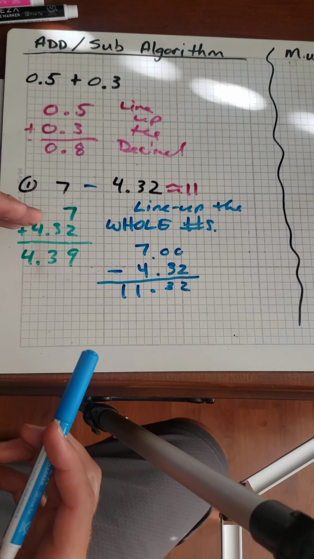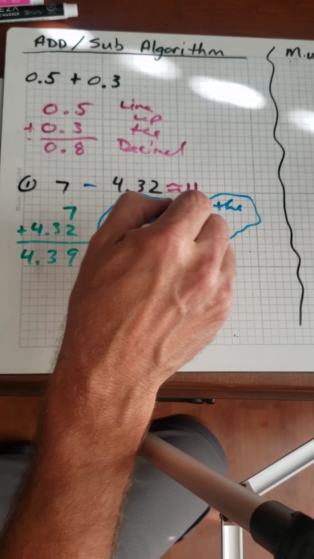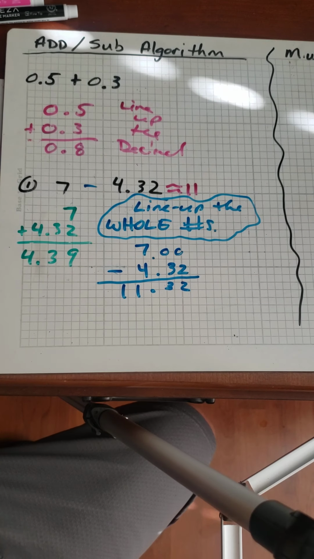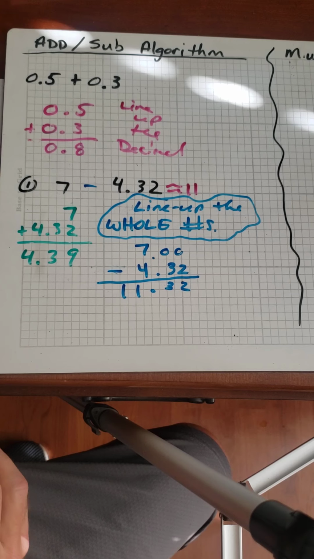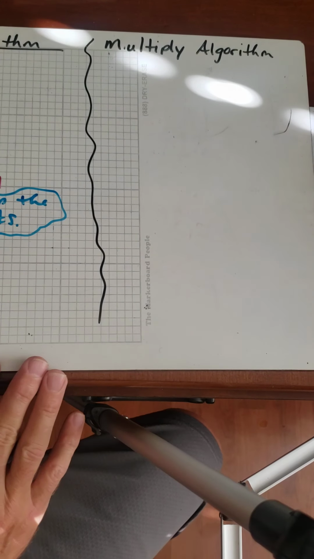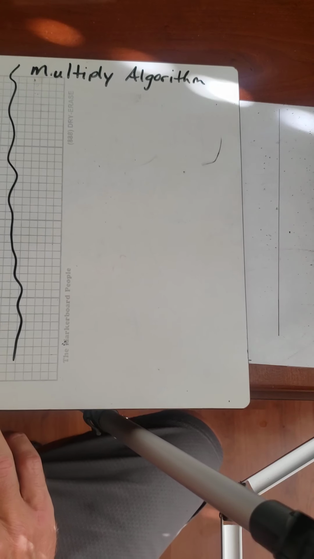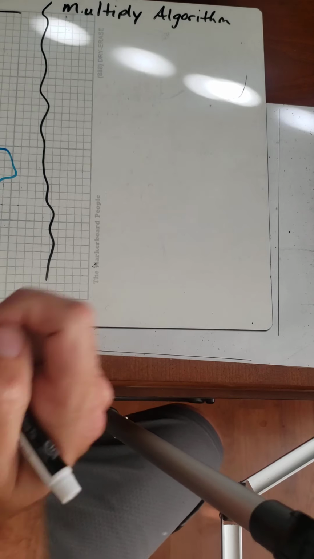So for adding and subtracting, what I say right here is line up the whole numbers. All right? And there's no issues with that. No matter how hard the problems get, you're always going to be able to line up the whole numbers. Okay, so that's adding and subtracting. Like I said, the algorithms don't take very long. They're pretty slick. Now we're going to talk about multiplication. Let me put a problem on here for you.